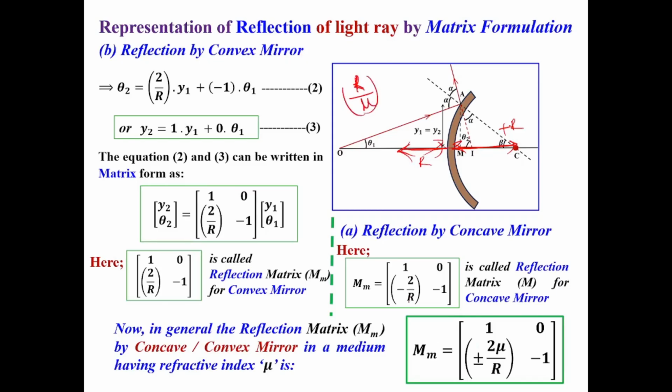So instead of r we have to write r by mu. So r by mu means mu will move up to the numerator, so it will be 2 mu by r. So for vacuum or free space it will be only 2 by r, but for concave it is minus, for convex it is plus. I suggest you just remember in general that for a concave or convex mirror, the reflection matrix is this one: 1 0, plus or minus 2 mu by r, minus 1. For free space mu will automatically be 1 and this will be plus or minus 2 by r. Plus is for your convex, minus for your concave mirror.